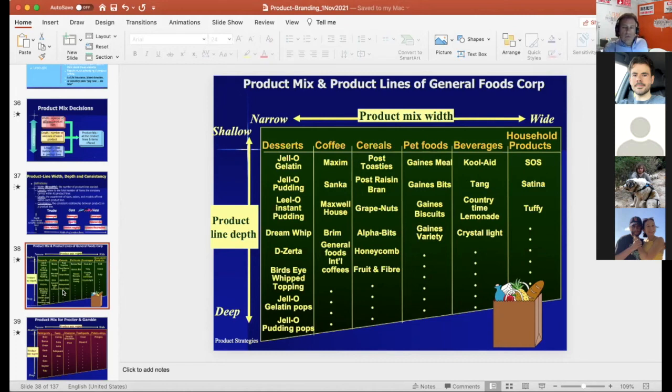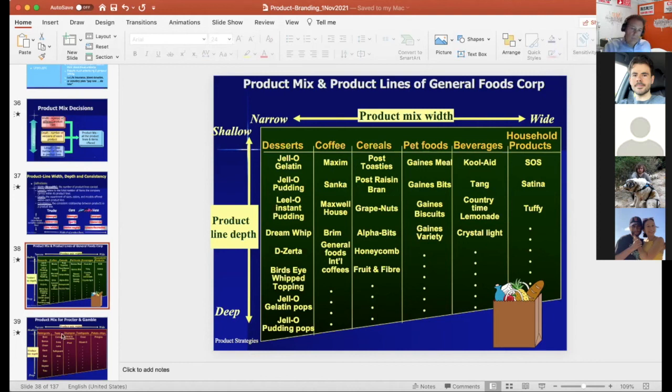Because usually within the depth, there's a small change between all the products, or at least not a small change. To be more accurate, I should say a smaller change. So there's a smaller change in the depth than there is in the width, if all things are considered.